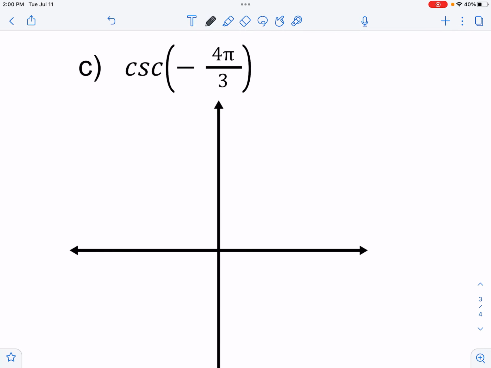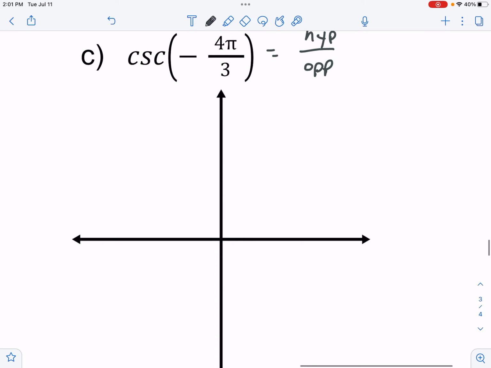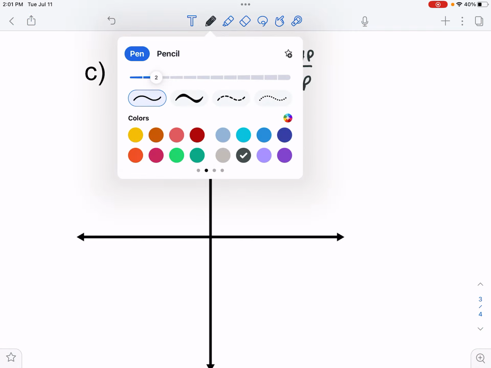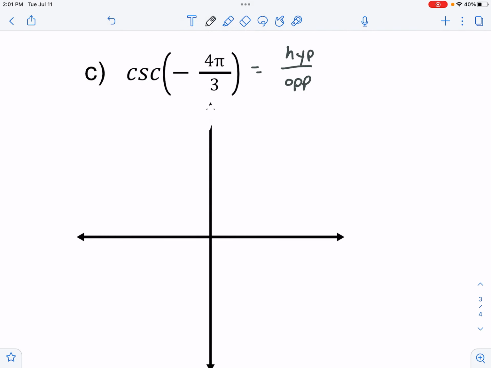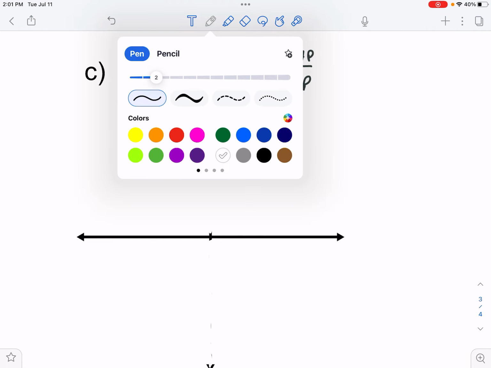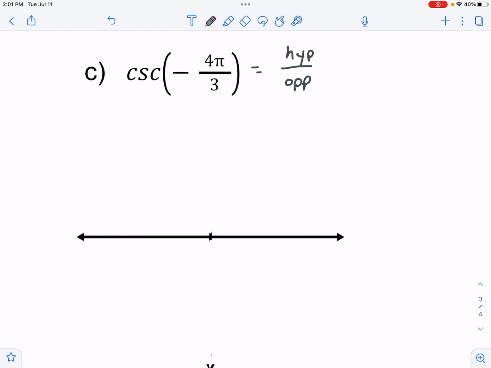Cosecant of negative 4 pi by 3. Cosecant is the inverse of sine. Sine is opposite over hypotenuse, so what I'm looking for is hypotenuse divided by opposite. All right, I need to sketch my angle here. I'm going to hide that pesky y-axis. Cool. And now let's split it up into thirds because that's my denominator.